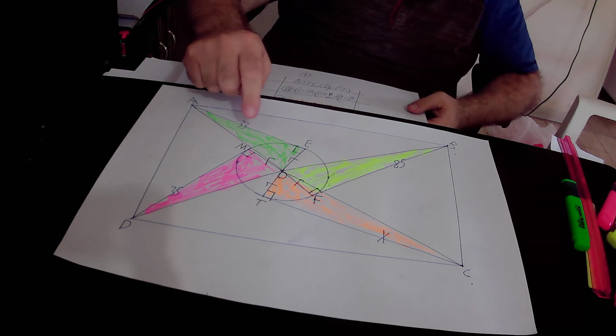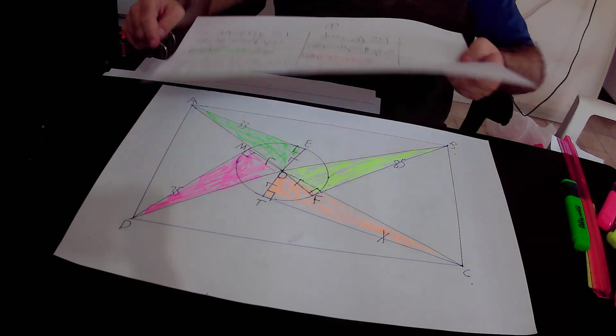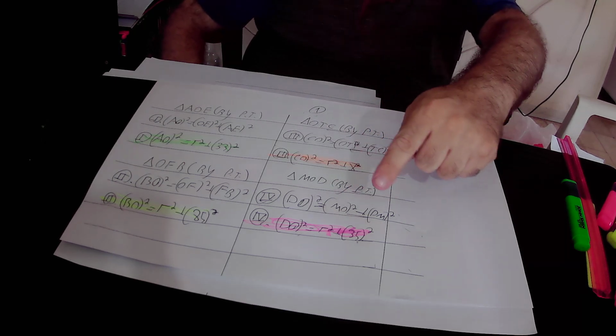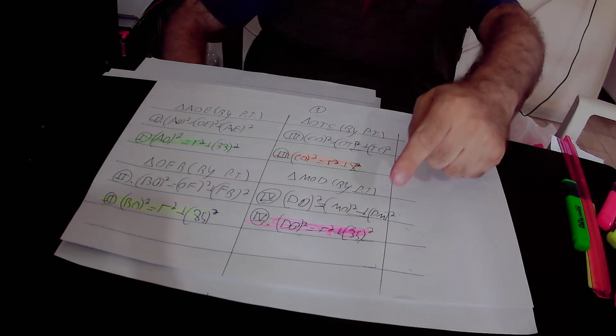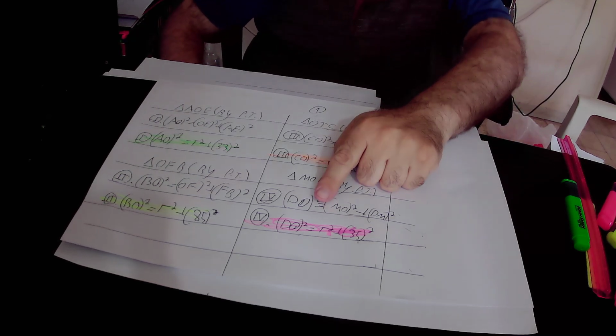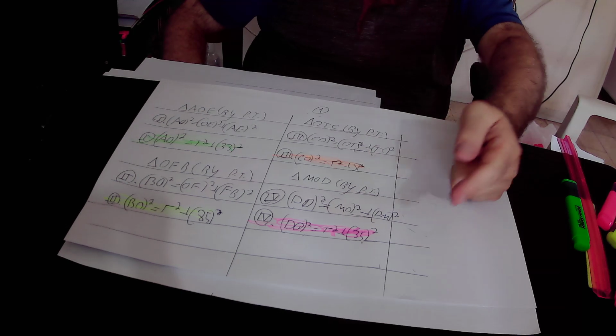MO equals R, MD equals 35. Again, DO square equals MO square. MO is R, so MO square is R square. MD is 35, therefore MD square is 35 square. So in conclusion, we found out that DO square equals R square plus 35 square.